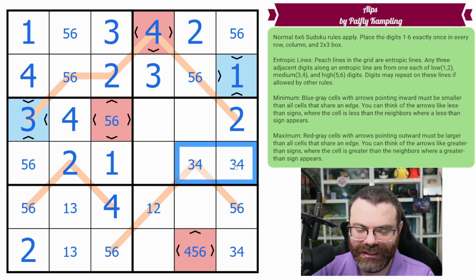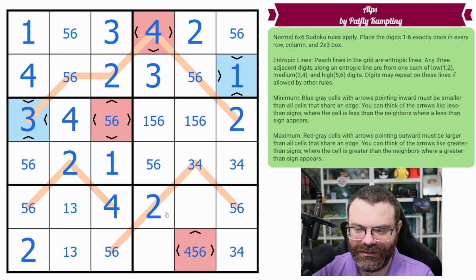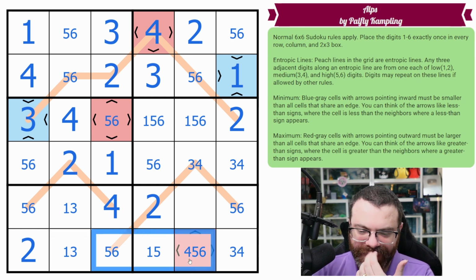These are 3, 4s. This is a 5, 6. This is 1, 5, 6. 2 in this box is actually placed here. 2s are done. This is from 1, 5, 6, but it can't be a 6 because it needs to be smaller than this one. 5 would force 6, and that doesn't work. If this was 5, 6, this would have no value, right? We can't have 3 5, 6s in the row.